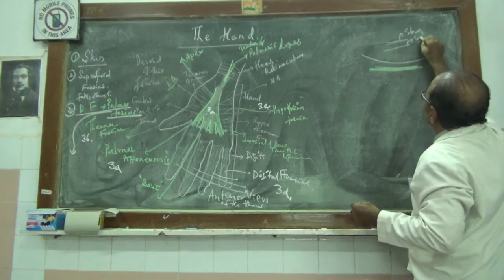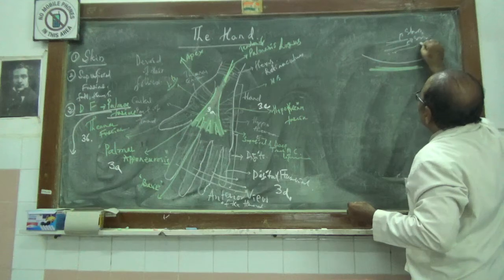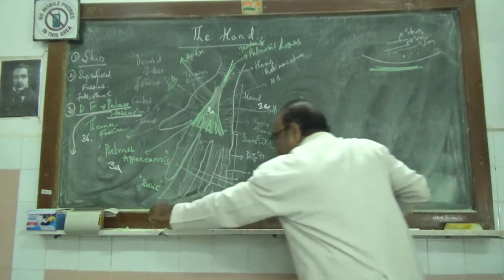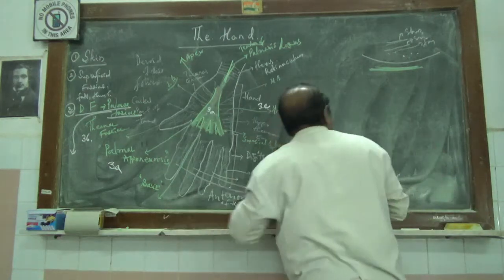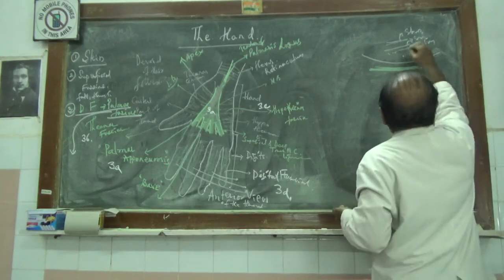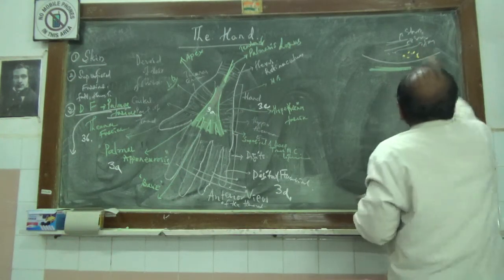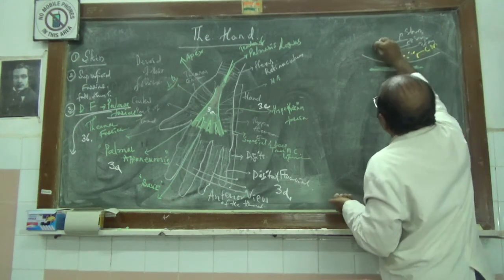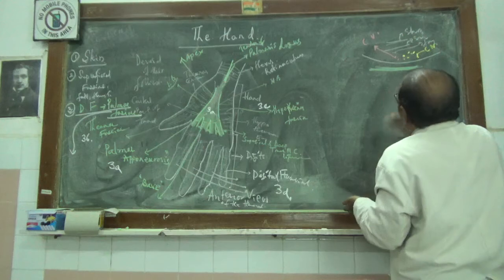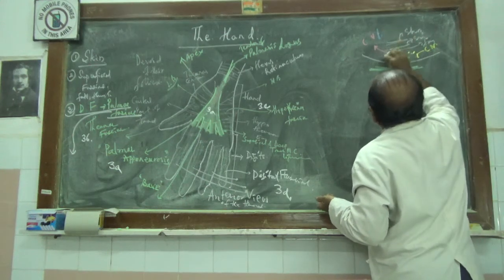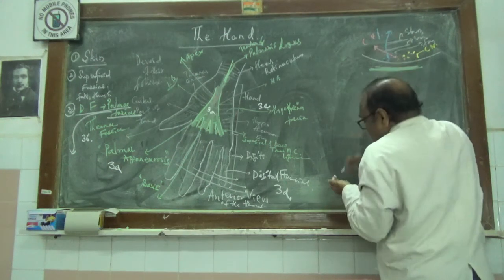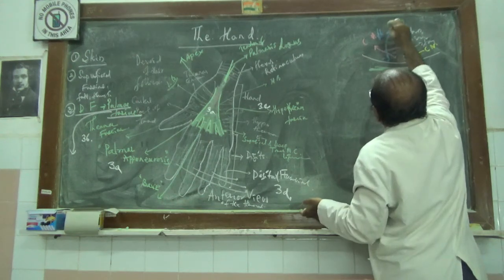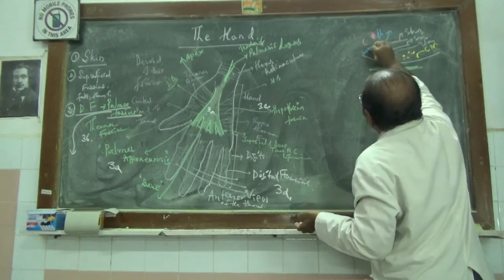superficial fasciae, fat, cutaneous nerves, cutaneous vessels, in that vessels, arteries, veins, lymph vessels.